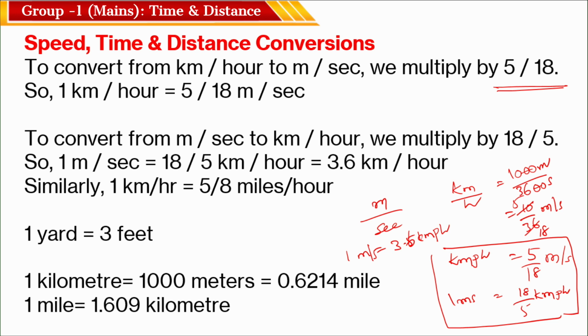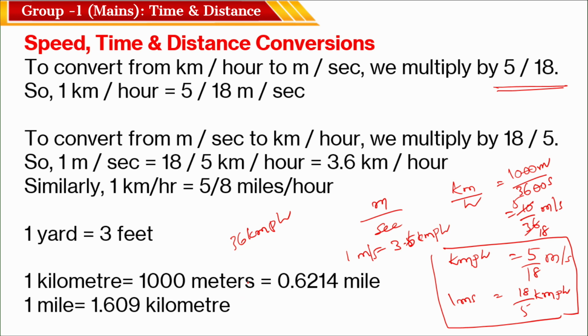So, if you want to convert speed units from meter per second to kilometer per hour, or kilometer per hour to meter per second, here is what you have to do. To convert from kilometer per hour to meter per second, you multiply the value by 5 by 18. For example, 36 kmph is given. You have to convert it in terms of meter per second.